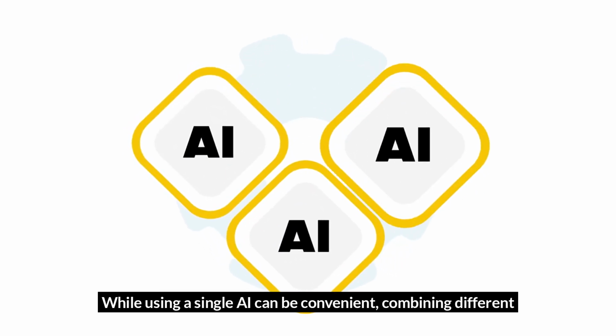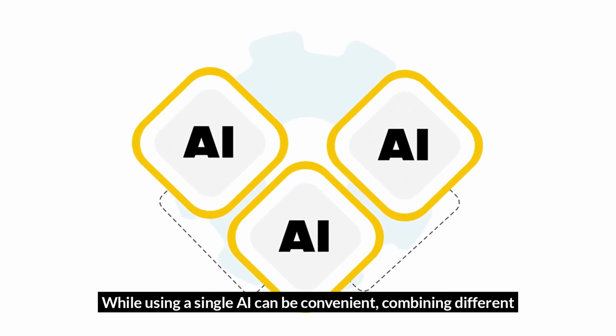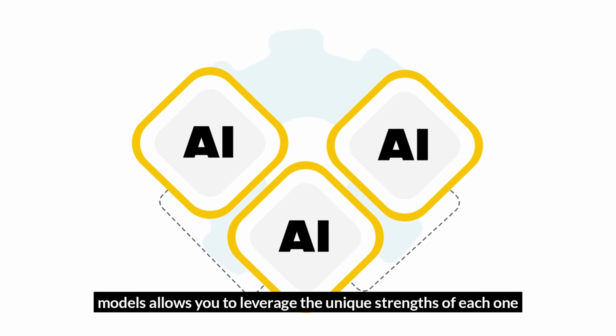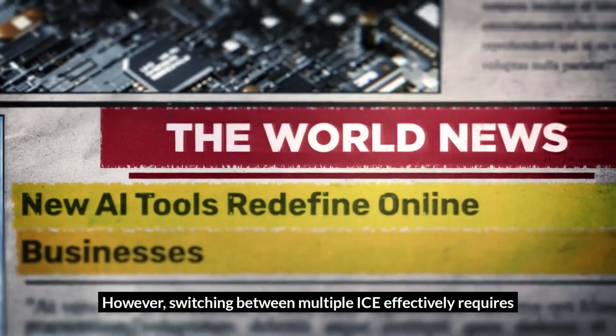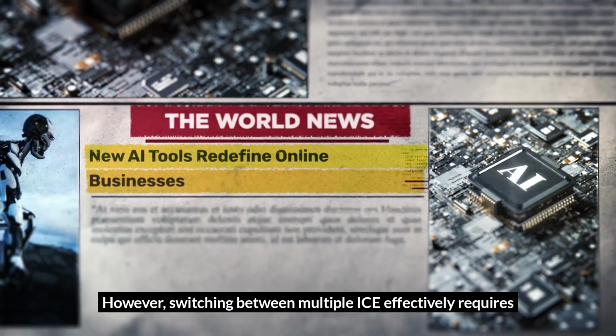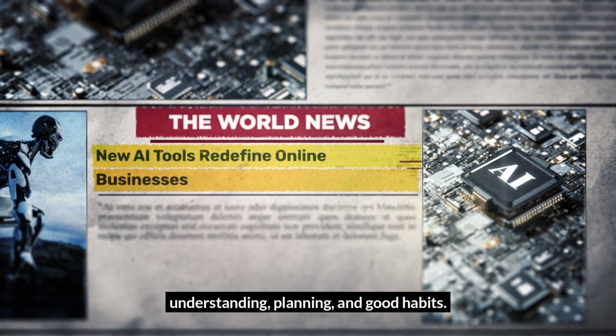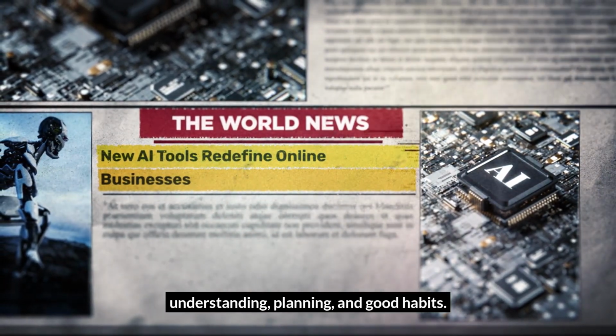While using a single AI can be convenient, combining different models allows you to leverage the unique strengths of each one while minimizing their individual weaknesses. However, switching between multiple AIs effectively requires understanding, planning, and good habits.